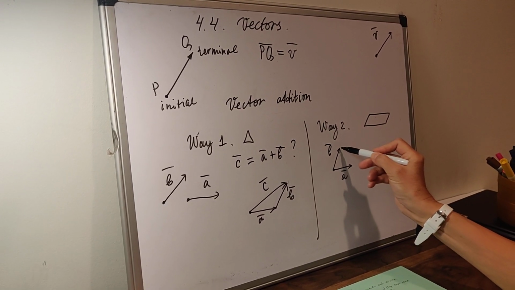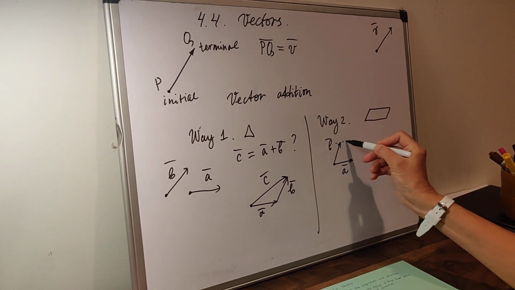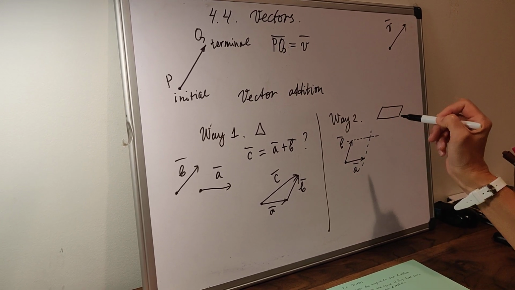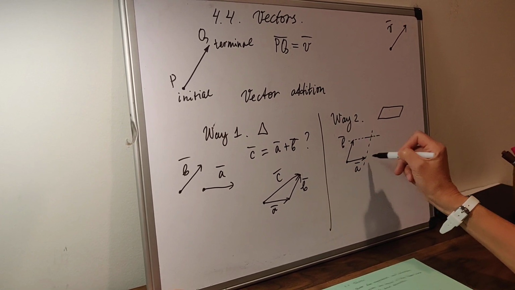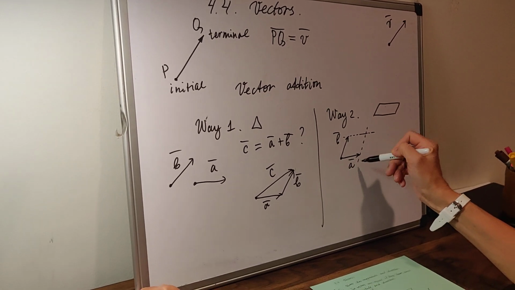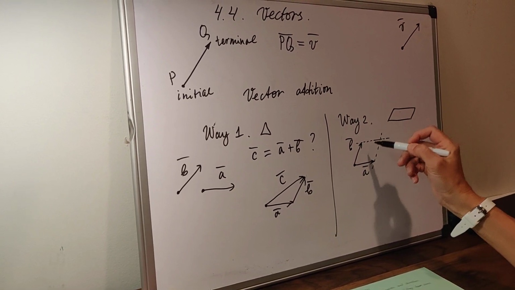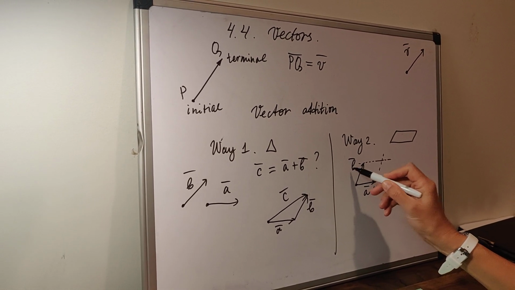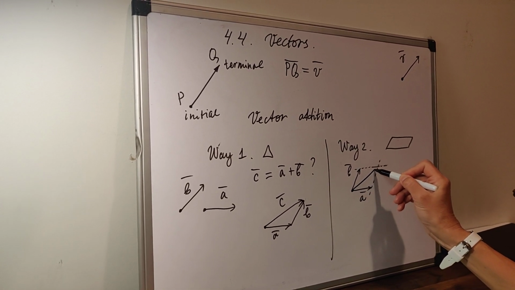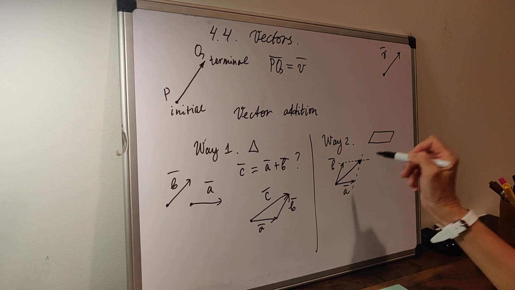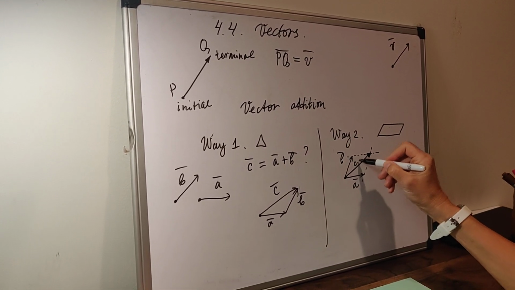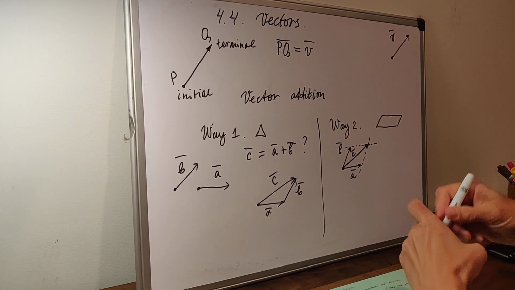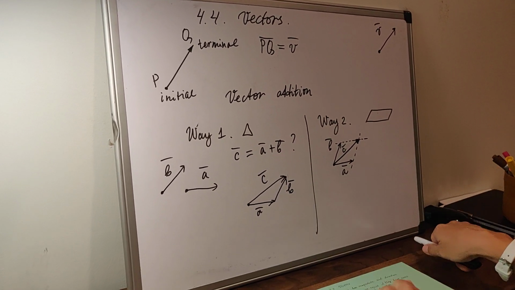What I'm going to do is build a parallel line which goes through the terminal point of vector B and a parallel line which goes through the terminal point of vector A. You see that the two pairs of parallel lines as sides make a parallelogram. Now I'm going to build a diagonal which goes from the initial point of B and A, and the terminal point is going to be the opposite vertex. And that's going to make up vector C. See, two ways to add two vectors. In both cases, vector C is the sum of vectors A and B.